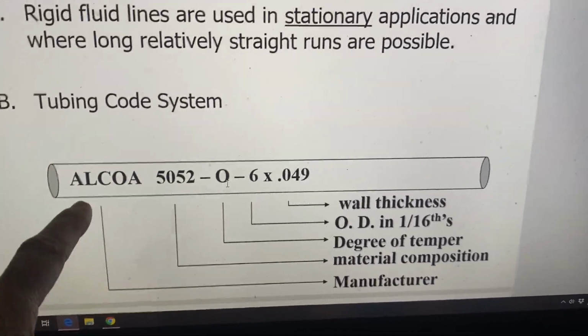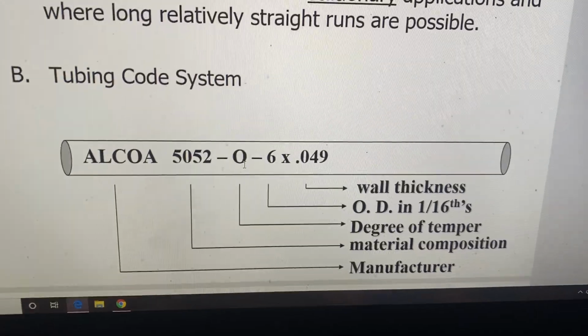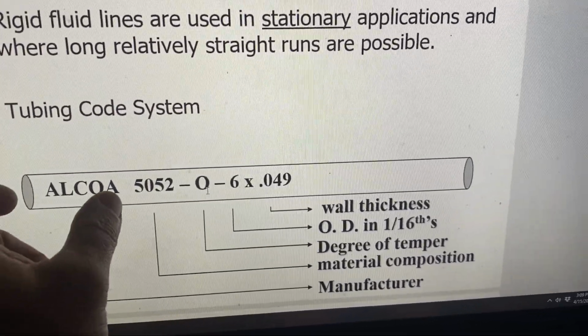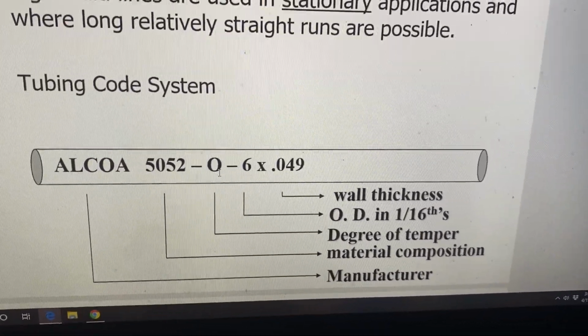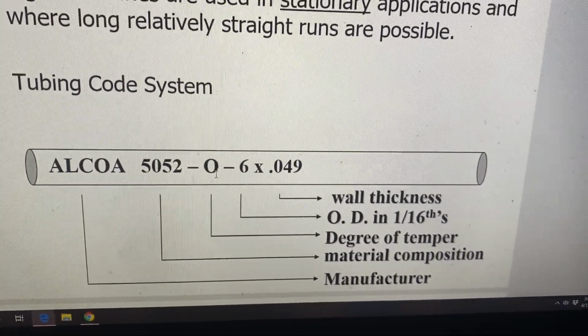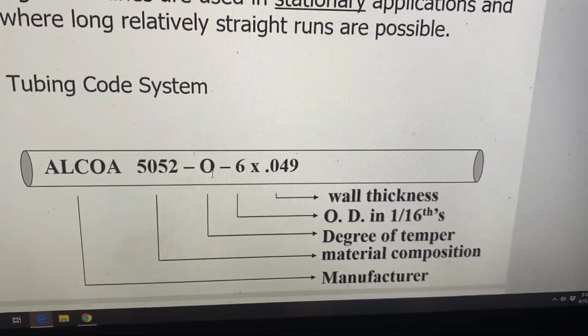So, first, this is a tube. It's just got some generic markings on it. The first part here, as you can see right there, is Alcoa on this one. It's just a brand name. It's who built the tube.